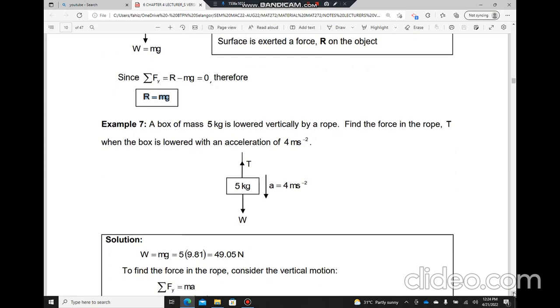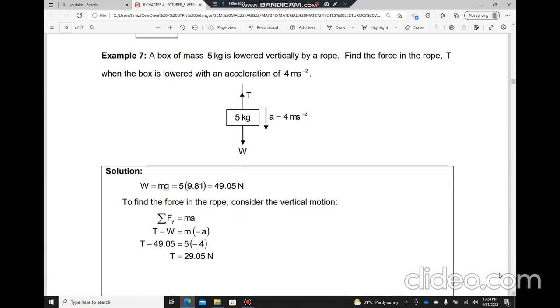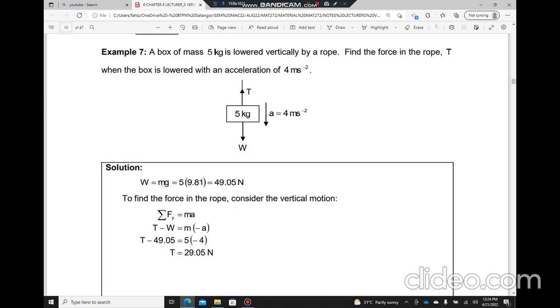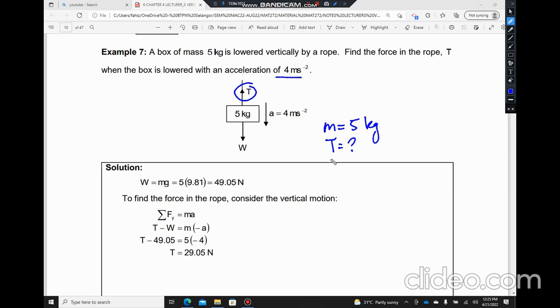Okay, so let we discuss example 7. A box of mass 5 kg. So bila dapat ni, awak kena tandakan dulu information yang kita ada kan. Okay, so first this one M. Kita ada M, so M equals to 5 kg and then find the force in the rope T. Okay, find T. Dia sama je lah T dengan R ni kan. So dia daya ke atas T when the box is lowered with an acceleration of 4 ms negative 2. So A equals to 4 ms negative 2. So mass equals to 5 kg.